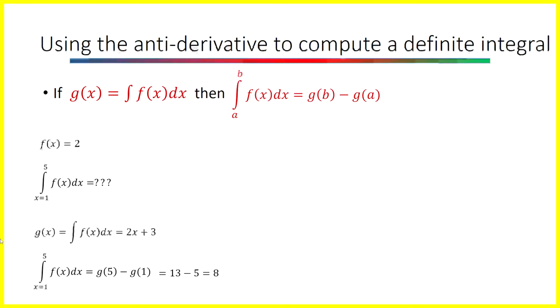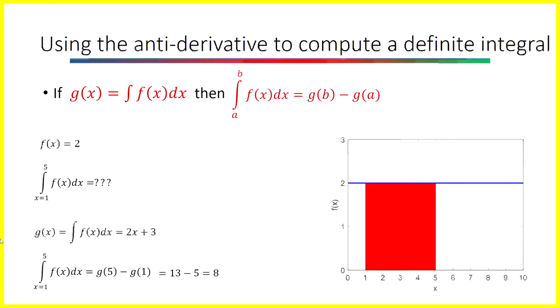Now let's look at a graph to convince ourselves that this really is correct. The graph shows f of x in the blue line, and the red box shows the limits that we are integrating over with our definite integral. So that means the definite integral has to be equal to the area of that red box. That red box has a height of 2 and a width of 5 minus 1 equals 4. So what's the area of a rectangle of height 2 and width 4? That area is equal to 8, so that all checks out.